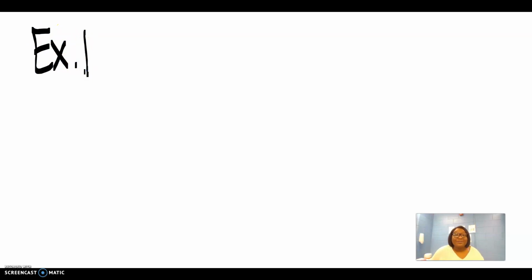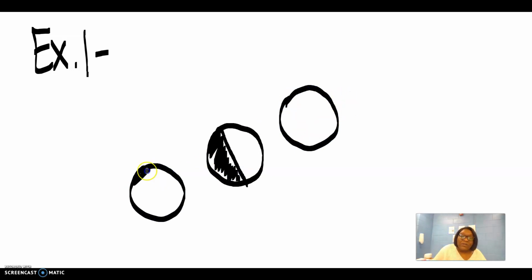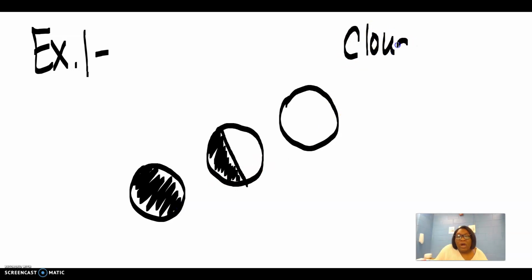So let's look at our first example here. Example 1. Please write example 1. When we're looking here, it's important for us to notice that the circle of a station model, that circle in the middle, can be colored in halfway. It can be left completely white, or it can be completely colored in. This is talking about cloud coverage. How many clouds are in the sky?